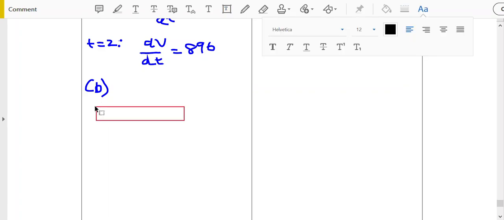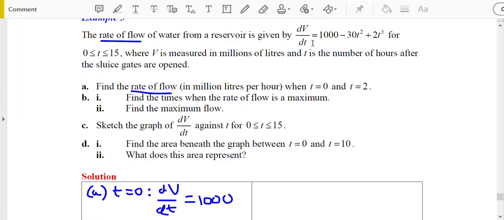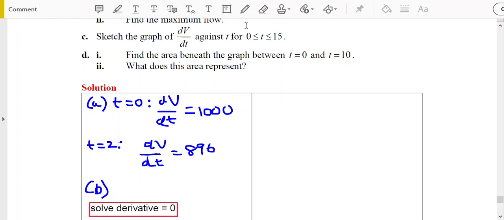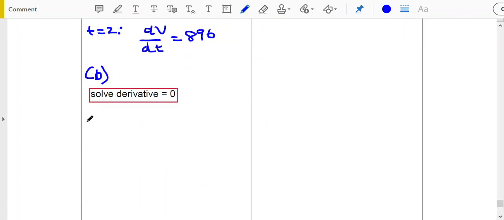So here we could solve derivative equals 0. Now you would have to find the derivative, even though you've been given a derivative. So you've got to be really careful in this problem. So this is the rate of flow. You want the maximum value of this. So you find the derivative and then make it equal to 0. Okay, so solve derivative equals 0. We could do that fairly quickly. The derivative, when you differentiate 1000, that'll go to 0. Minus 30t squared will be minus 60t.